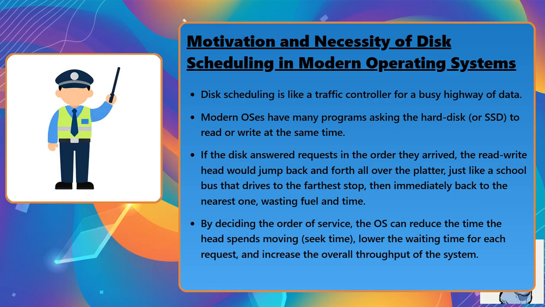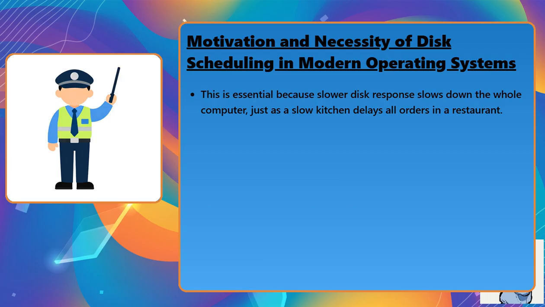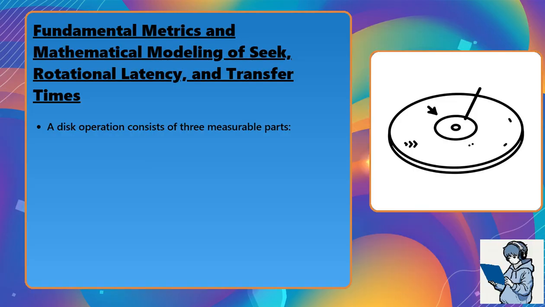By deciding the order of service, the operating system can reduce the time the head spends moving, seek time, lower the waiting time for each request, and increase the overall throughput of the system. This is essential because slower disk response slows down the whole computer, just as a slow kitchen delays all orders in a restaurant. A disk operation consists of three measurable parts.